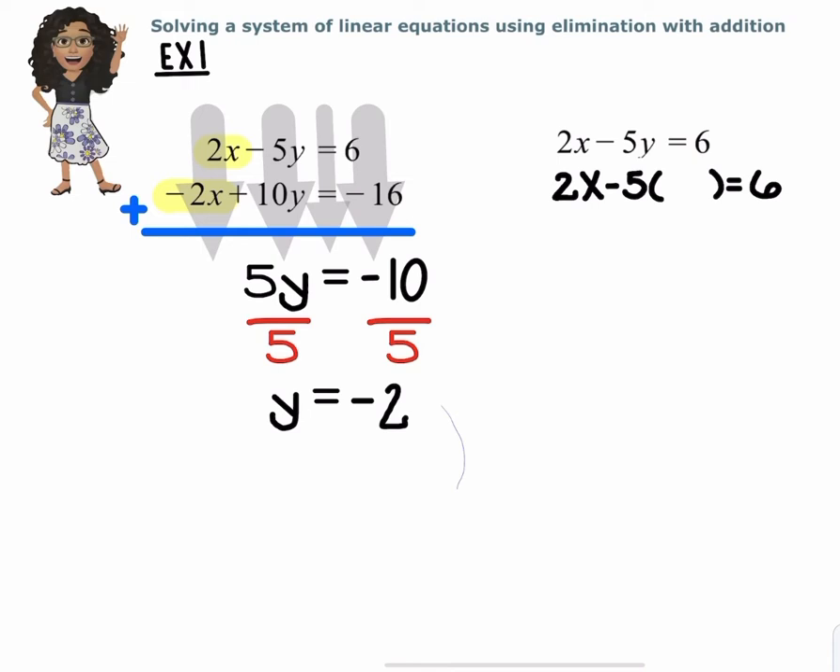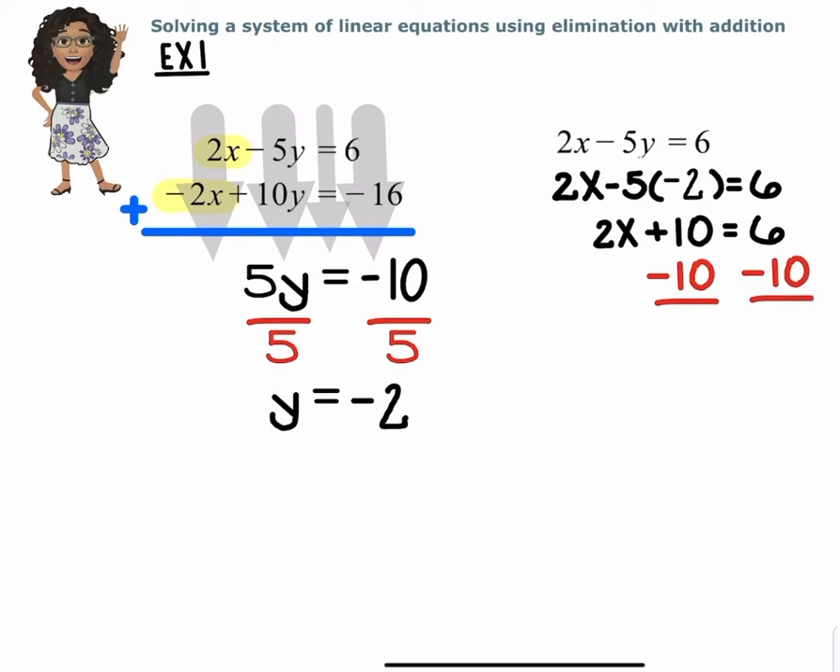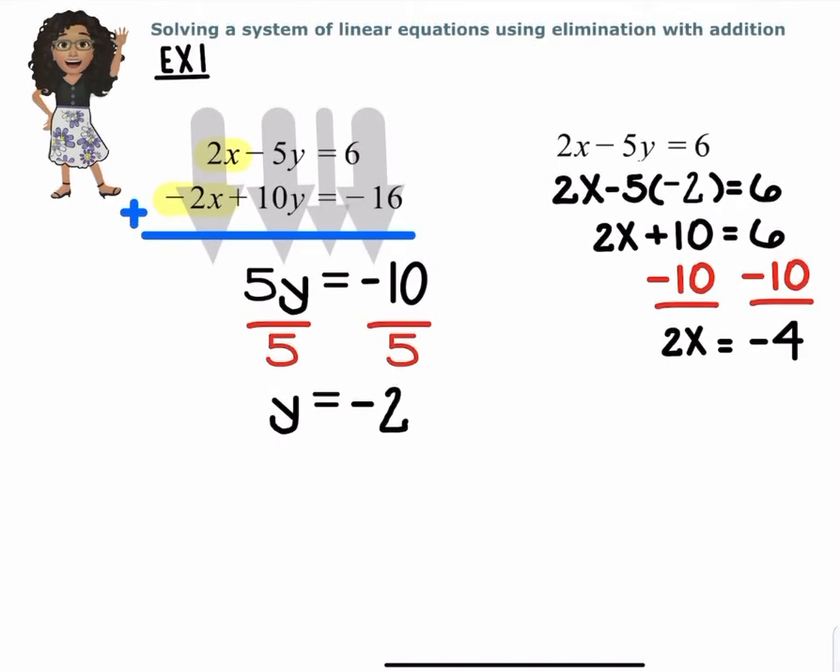Now I can replace the y in that equation with negative 2. Simplifying the left side, negative 5 times negative 2 is 10. Next, let's move that 10 to the other side by subtracting 10. 6 minus 10 is negative 4. To get rid of multiply by 2, let's divide by 2, and x equals negative 2.